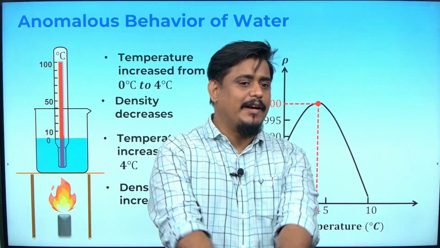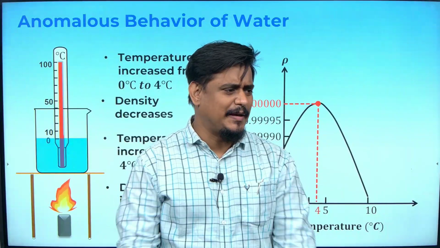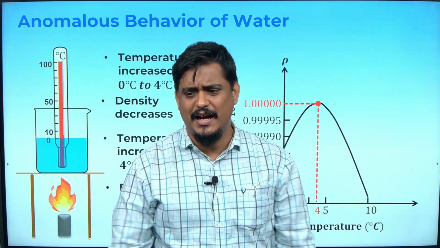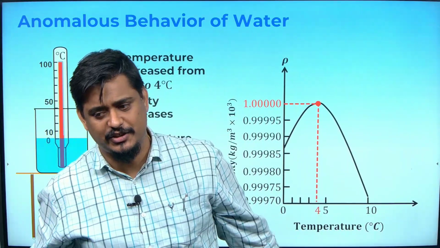Okay, so I am winding off here. Today we learned about the alpha, beta, gamma, that is coefficient of linear expansion, areal expansion, volume expansion, and we learned about the anomalous behavior of water. Next class we will learn about the conduction, convection, radiation. Last topic of this chapter.